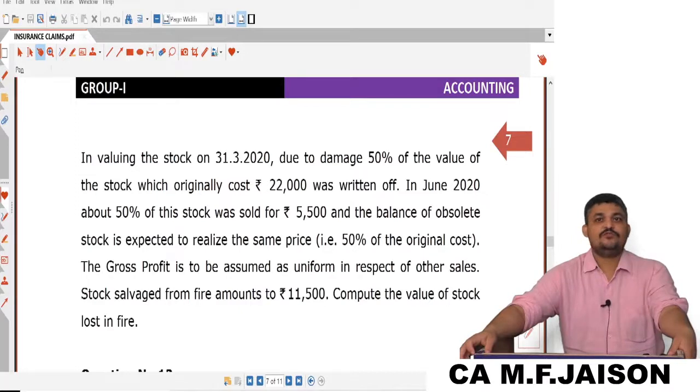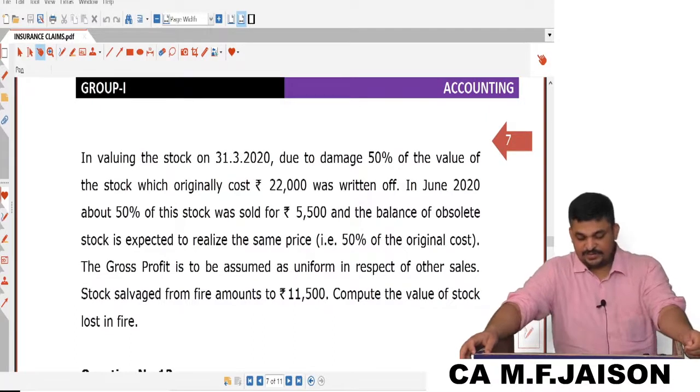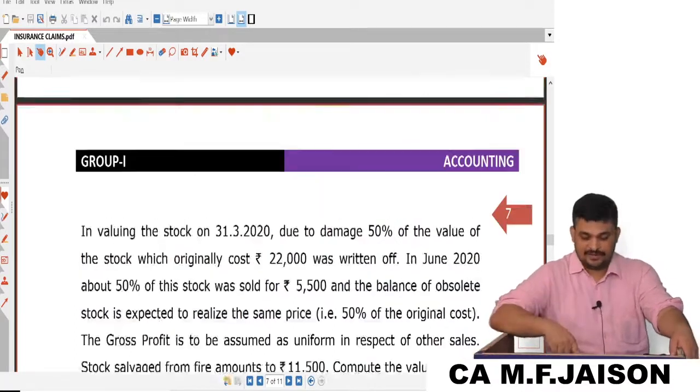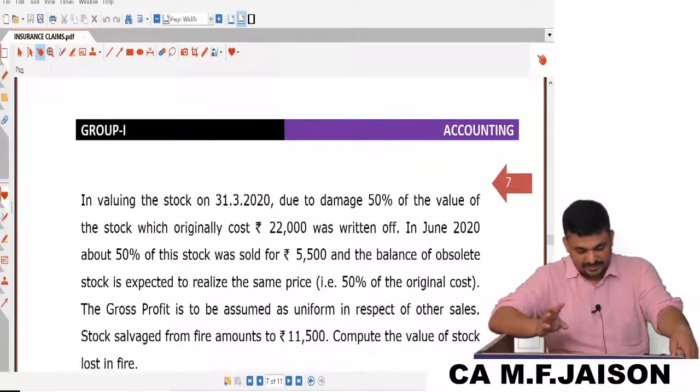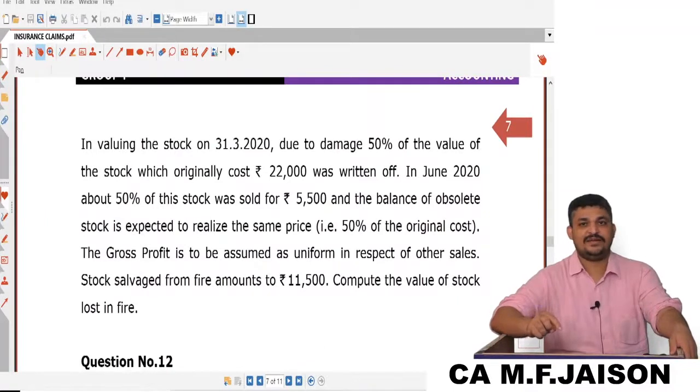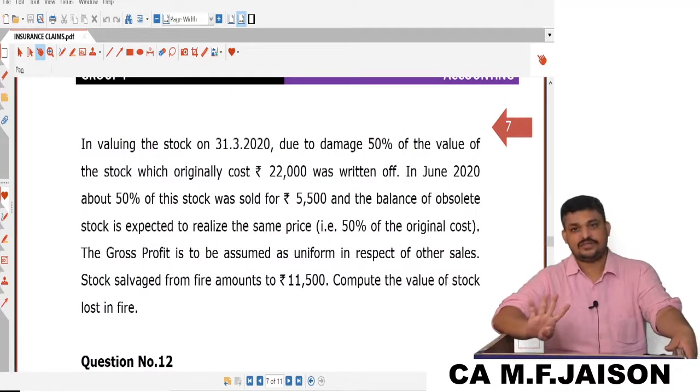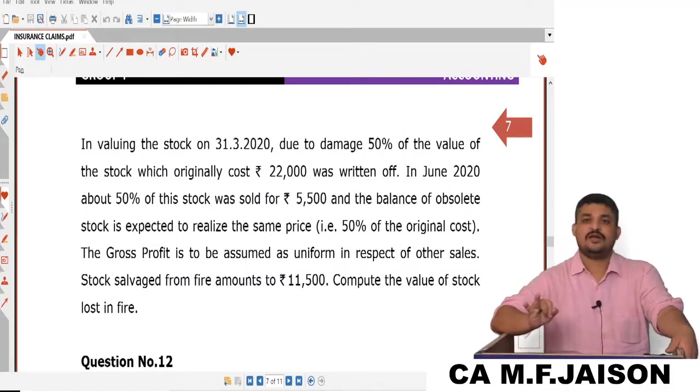In this question, if you note carefully, the question is asking you only to compute the value of stock lost in fire. They are not asking you the claim portion. The question is not giving you the policy amount also, my dear friends. They just provide only this information. Any obsolete stock, salvage stock is given as 11,500. So we need to go for step 1, 2, 3. There is no fourth step here. So GPR, stock on date of fire and the loss of stock. These are the 3 steps we are going to present in the solution.